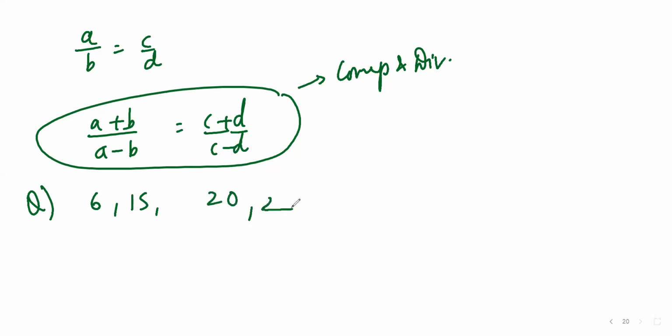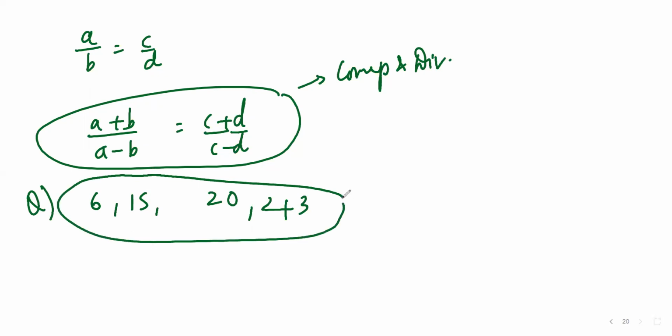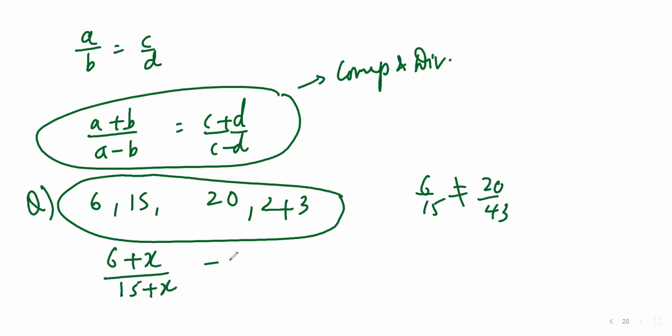numbers to make them proportional? So right now they're not proportional. It is apparent, isn't it? 6 by 15 is not equal to 20 by 43. So I'm going to add a number so that they become proportional. Let us say I'm adding x to each one of them. So 6 plus x by 15 plus x is 20 plus x by 43 plus x.